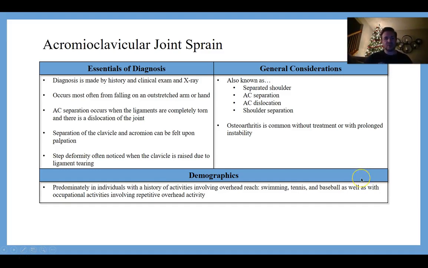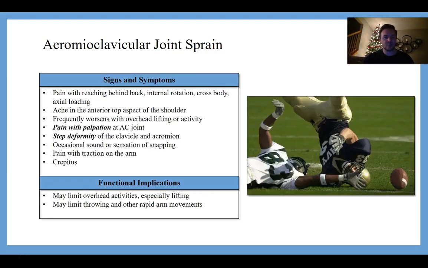So diagnosis is usually made through an x-ray because people here usually point tender right on the tip of their shoulder, and they will really point to it, with very obvious superior shoulder pain after some sort of trauma. It's also known as separated shoulder, AC separation, AC dislocation, shoulder separation. These are all common terms used. You could get osteoarthritis years following this injury, especially if you have a big instability event. Demographics are usually individuals with a history of overhead activities, including swimming, tennis, baseball, but really it's traumatic in nature, like falling onto the tip of your shoulder.